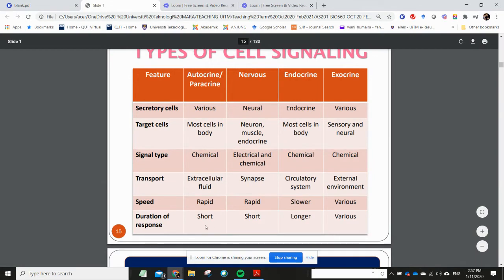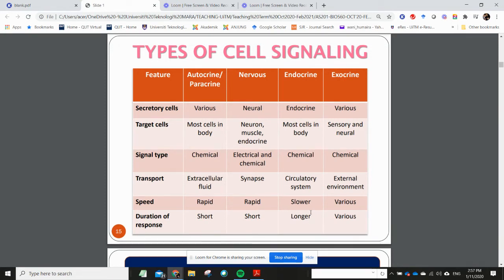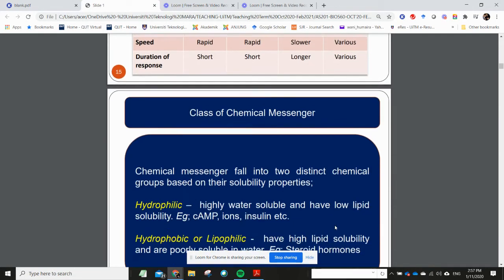Autocrine paracrine is a short duration of response. Nervous system, electrical, rapid speed, right? Rapid, so it's a short response. Endocrine takes longer time to cause response. Why? Secreted by the signaling cells, travel via the blood, can be near, can be far, and then bind to the target cells. So the duration of response is actually taking longer time. Okay. Exocrine can be various. Alright.